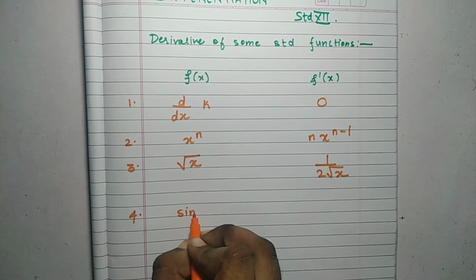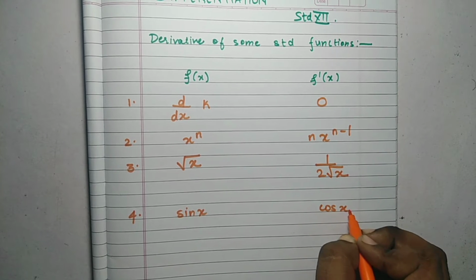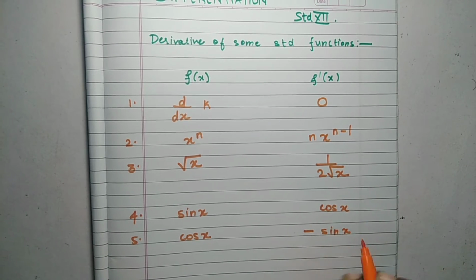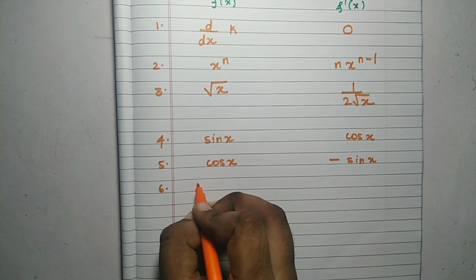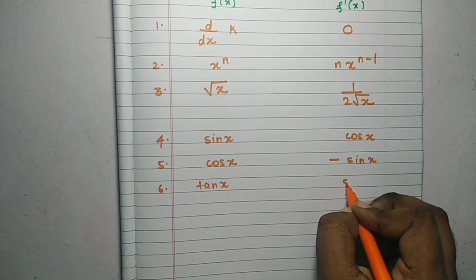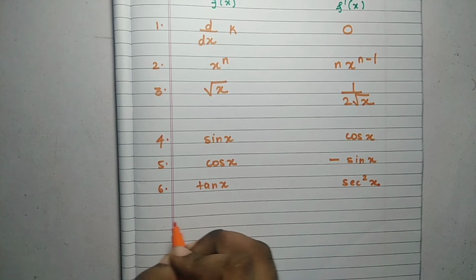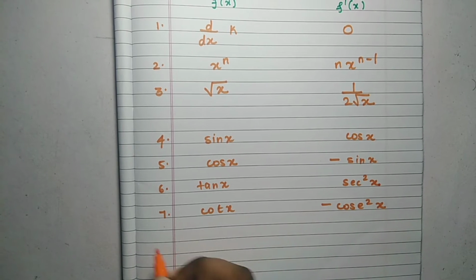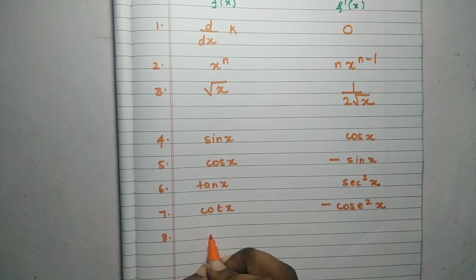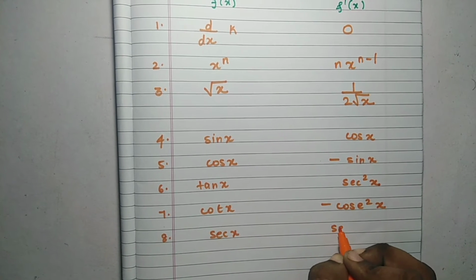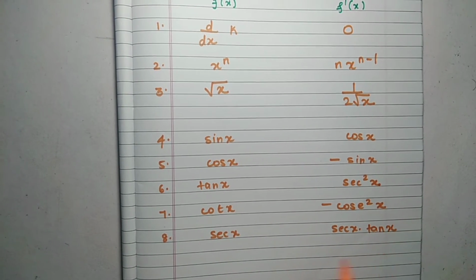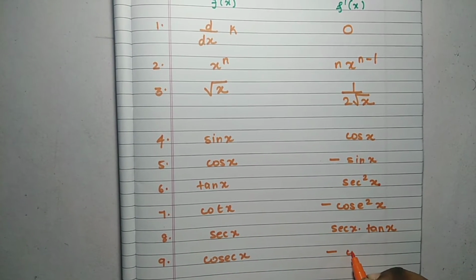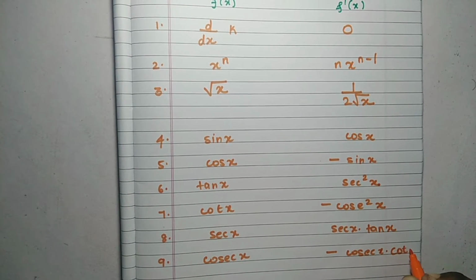If we differentiate sin x, we get cos x. And if we differentiate cos x, we get minus sin x. Now, if we differentiate tan x, we get sec square x. And if we differentiate cot x, we get minus cosec square x. The derivative of sec x is sec x tan x. And the derivative of cosec x is minus cosec x cot x.